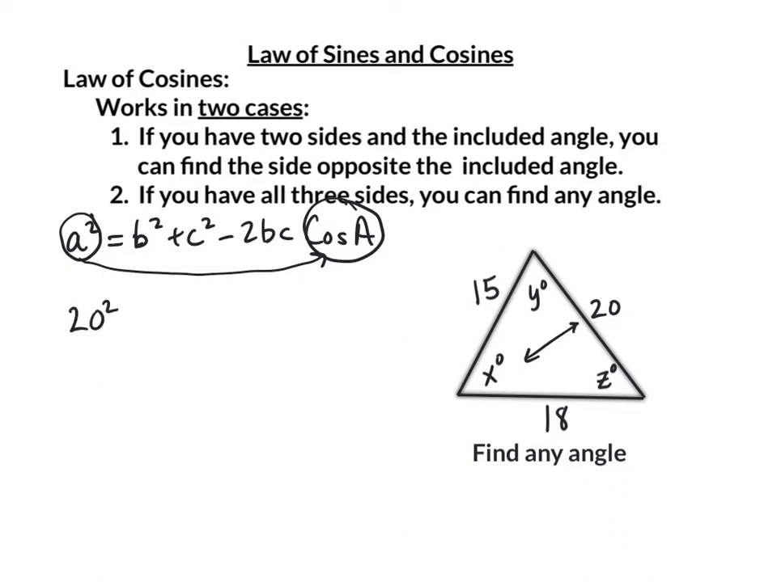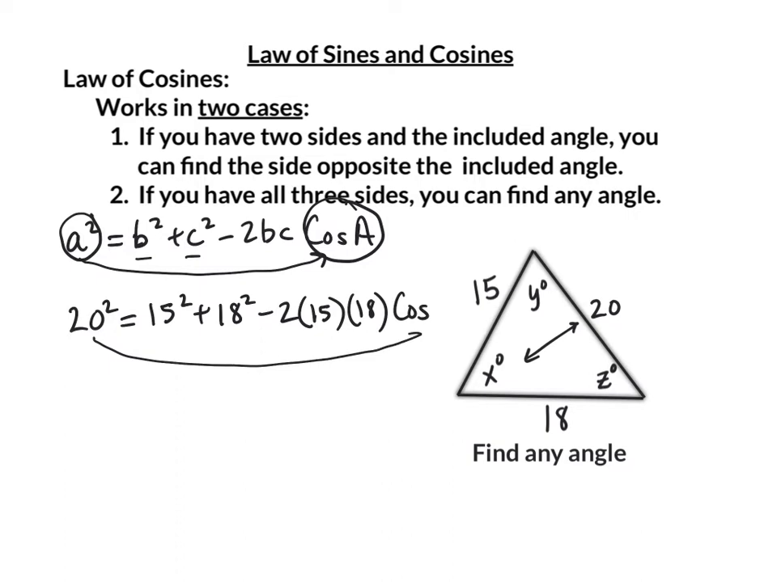20 squared equals, now it's the other two sides, b squared and c squared are the other two sides. That's 15 squared plus 18 squared minus 2 times 15 times 18 times the cosine. And what's important is that the 20 and the angle are opposite each other, and we didn't know what it was. Cosine of A, I could call that A if you want, or you can put an X there, whatever, I'll call it A.